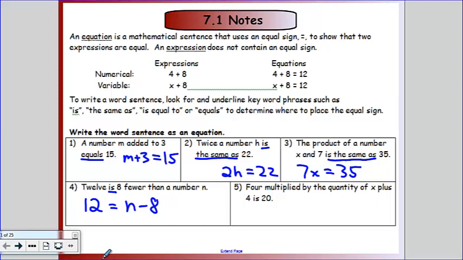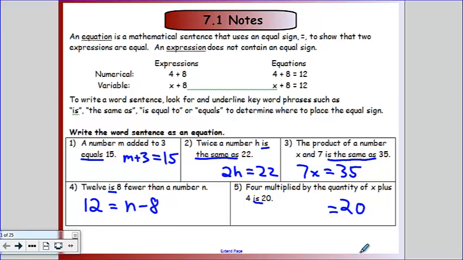Take a look here at our last one, number 5. It says 4 multiplied by the quantity of x plus 4 is 20. So the equals is almost at the end, so it might not be bad to start with that. We have equals. After it, we have 20. Now the front end of it is the more difficult end.